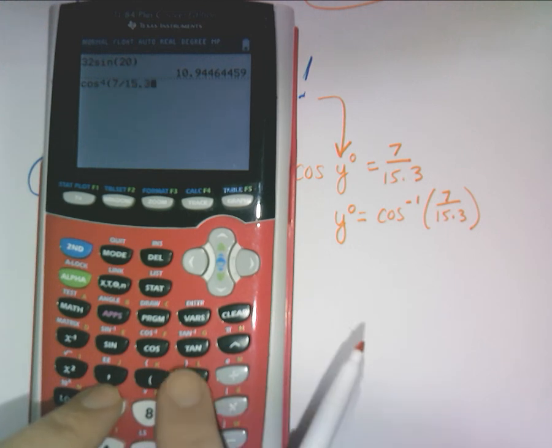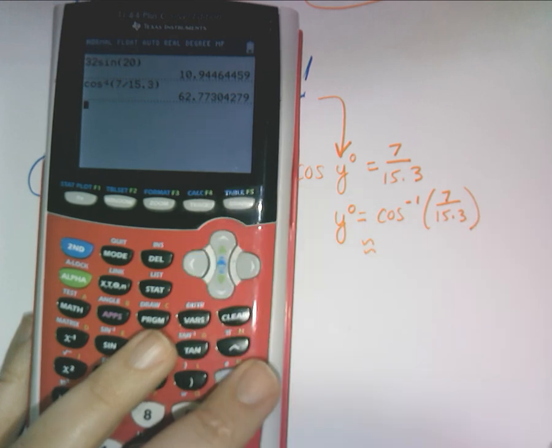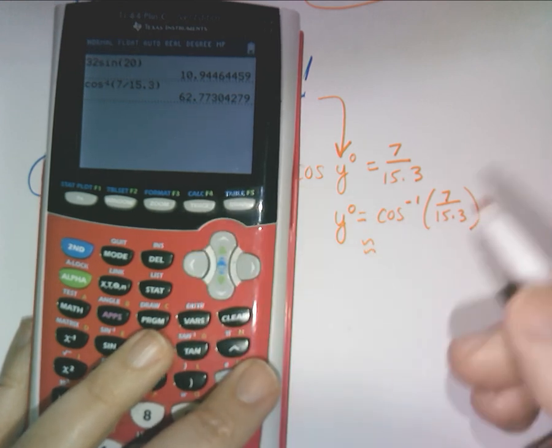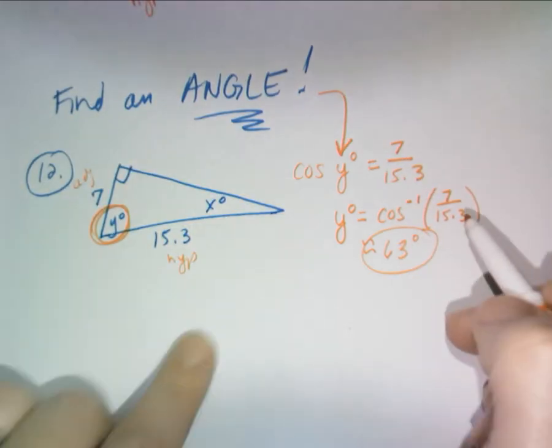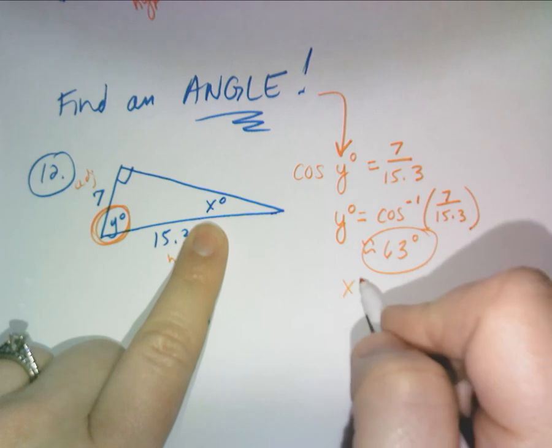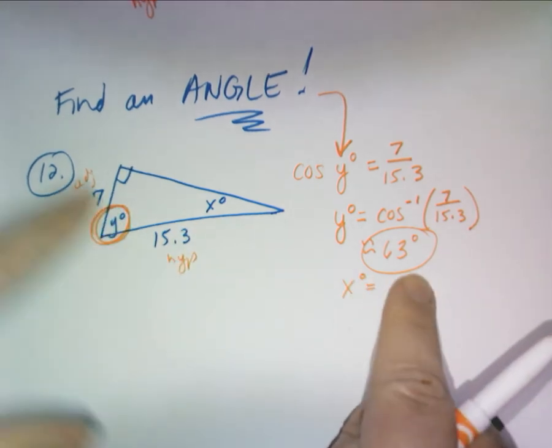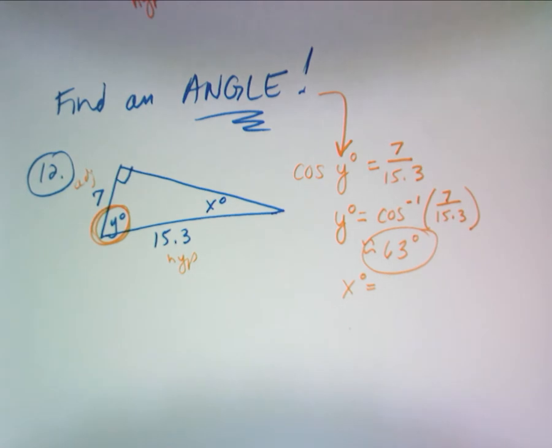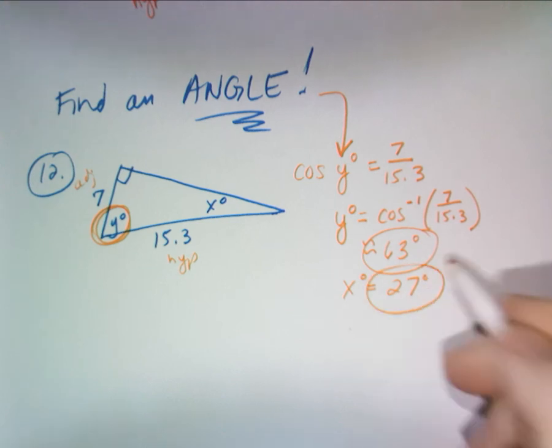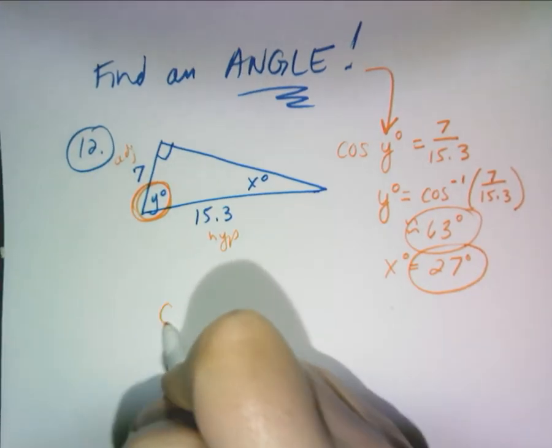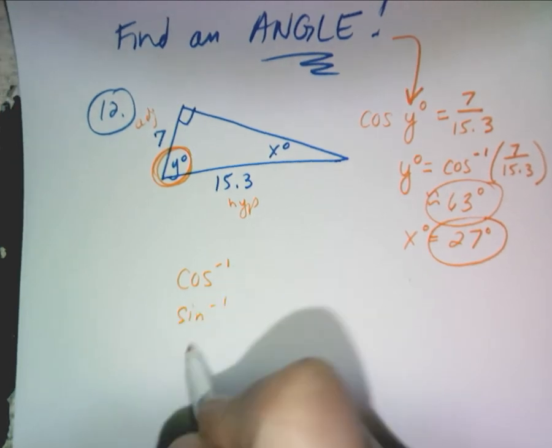And again, we're already in degrees, so that's good. And I would round that to the nearest degree. What's 62.7 rounded to the nearest degree? Round it to 63 degrees. So that way we can find x. What would x then be? If this is 90 and this is 63, subtract from 180 and you get 27 degrees. Guys, this is called inverse cosine, inverse sine, and inverse tan.